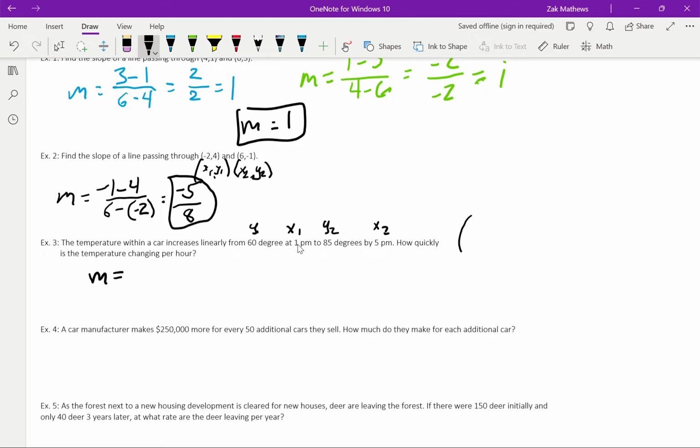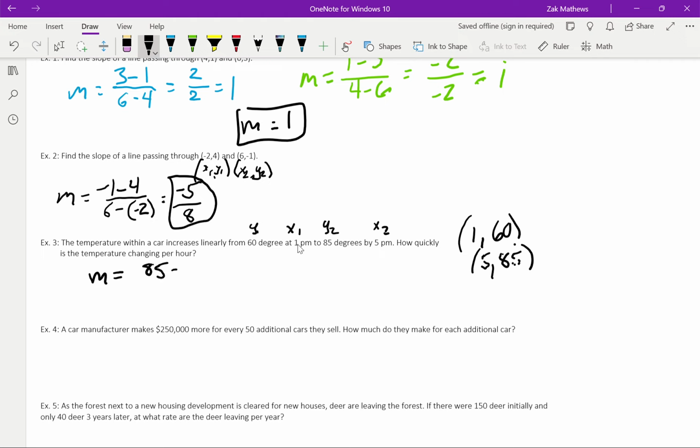I could also write these as the points (1, 60) and (5, 85). Remember, a function is just anything that takes one number to another number. It takes an independent variable to that dependent variable. And so we're taking times to temperatures, and that's going to give us the temperature per hour. Now I'm going to set up my equation.